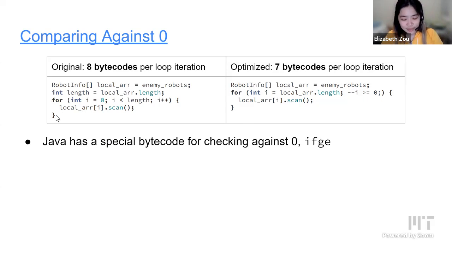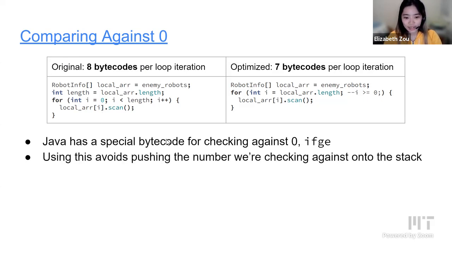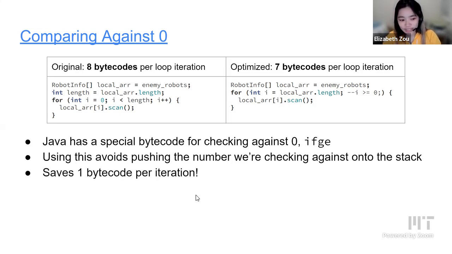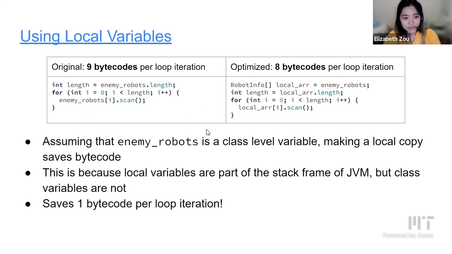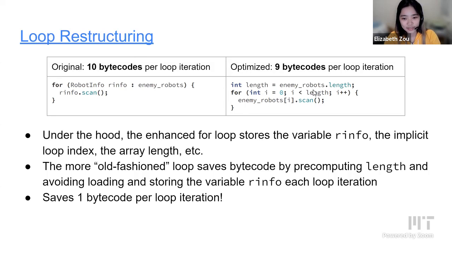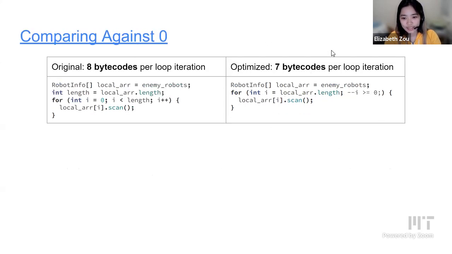However, if instead you're just comparing against 0, then you don't need to load the 0, because 0 is a special value, and Java internally knows what 0 is. It knows the value of 0, so you don't have to load it every time you want to check against it. And therefore, by having your loop index compare against 0 instead of against this arbitrary length value, you're avoiding pushing the number you're checking against onto the stack, and you're saving 1 bytecode per iteration. So basically, we started with this chunk of code, and then we ended with this.